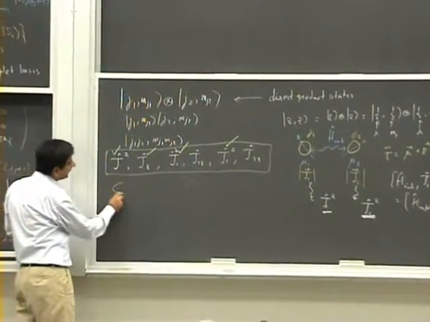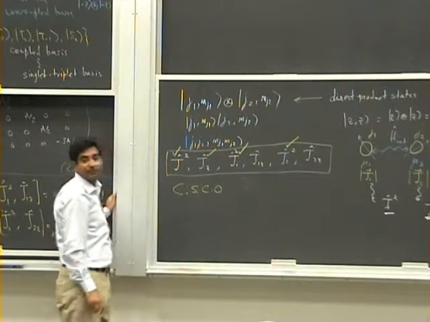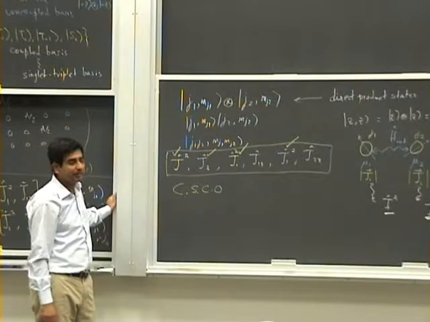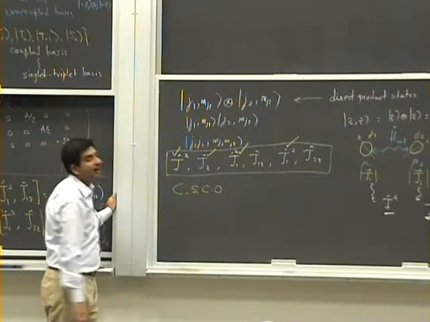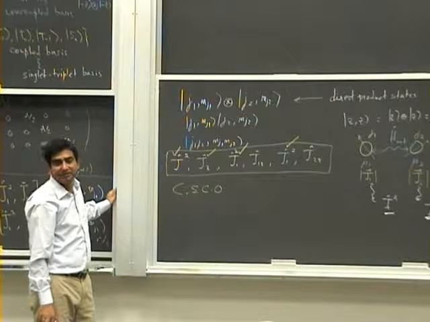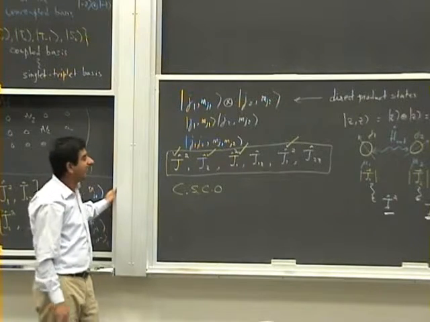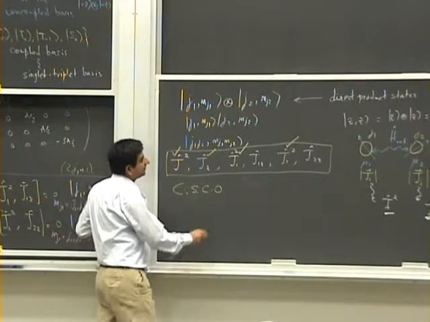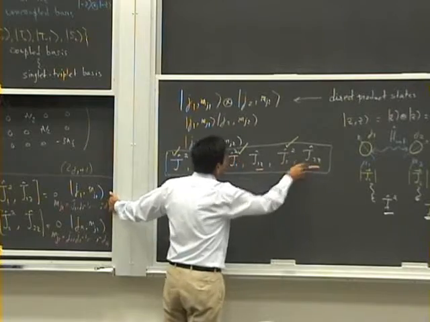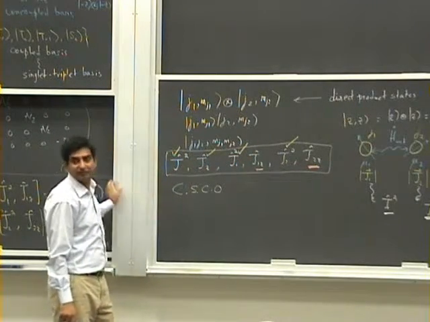So these four observables form a compatible set of commuting observables. All four of them mutually commute. Therefore, there are joint eigenstates of all four of these operators. And remember that these observables J1z and J2z do not commute with J squared.